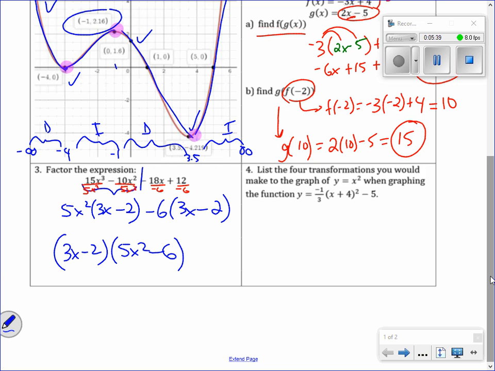Now in class, we kept going because we were looking for solutions. We solved this, but on your test, you're not going to have to do that yet. So this is it. It's factored. That's all I want to know.